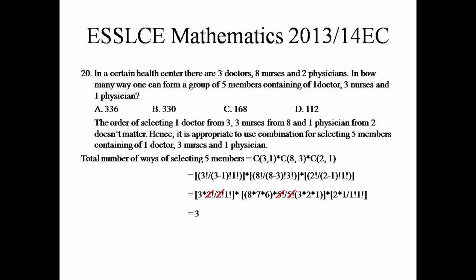3 factorial means 3 times 2 times 1. 3 times 2 is 6. 6 crosses out by 6. So we are left with 8 times 7. Times, in the third expression, 2 times 1 is 2 divided by 1 factorial is 2. So we are left with 3 times 8 times 7 times 2. So their product is 336. So the answer is choice A.